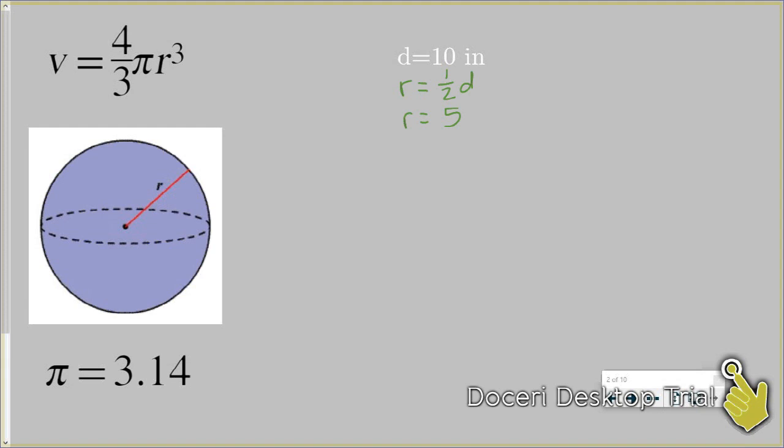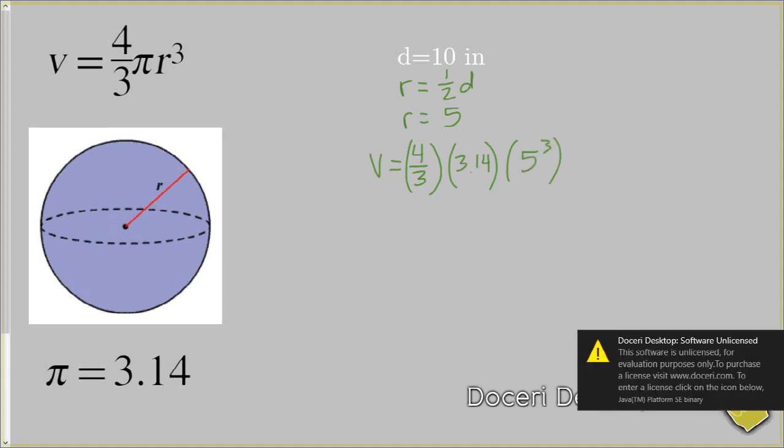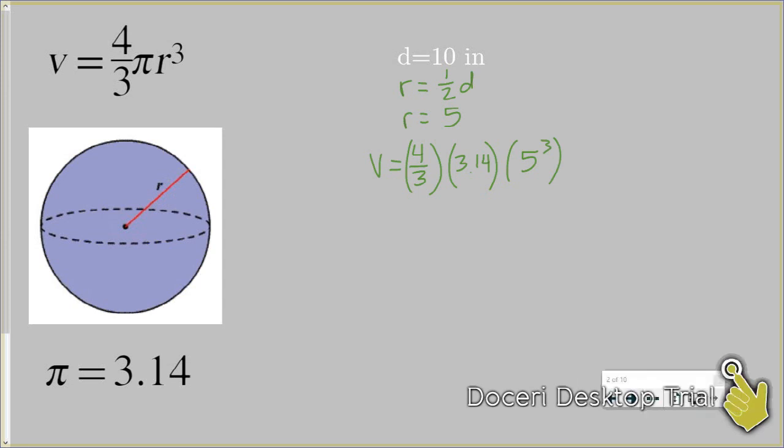So the formula is volume equals 4/3 times pi, which we're just going to use 3.14, times the radius to the third power, the radius cubed. Here it's 5, so we would have 5 cubed. Then all we do is type that exactly as you see it into the calculator using the parentheses, just like that.